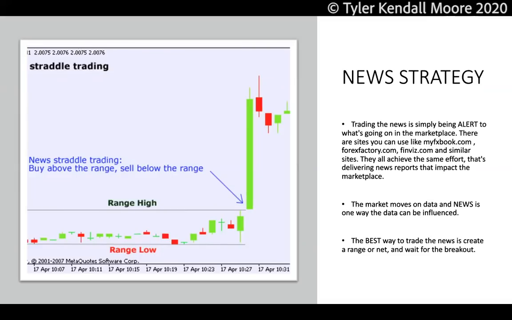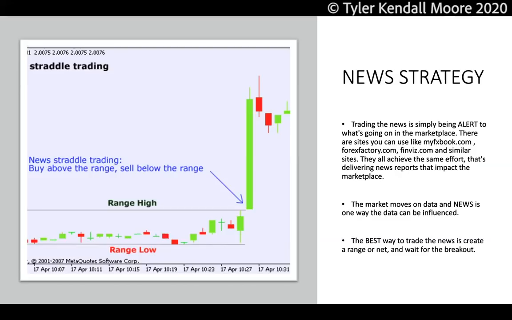But look, like I said, trading the news is simply being alert to what's going on in the marketplace. There are sites that you can use like MyFXBook, Forex Factory, Finviz.com, and similar sites, and they'll all achieve the same effort, and that's delivering news reports that impact the marketplace. It's one thing to be able to spot a trade and think it's a good trade, but it's another thing to know why it moved as well. Oh, it moved because this type of data hit the market. Was it high impact data? Was it medium impact data? Was it low impact data?